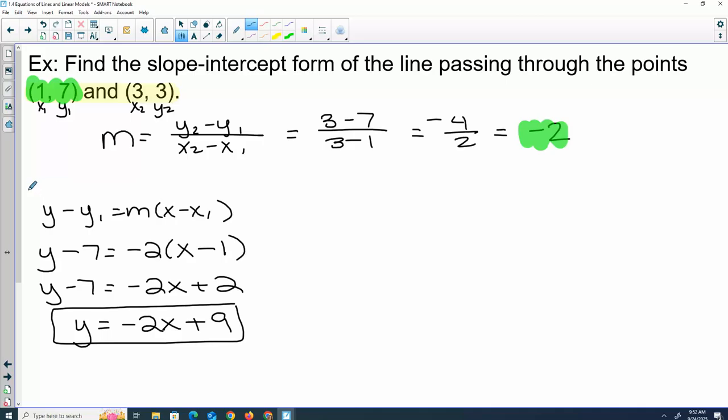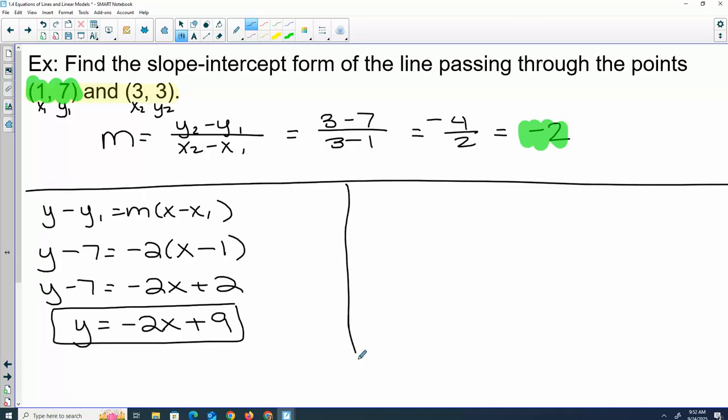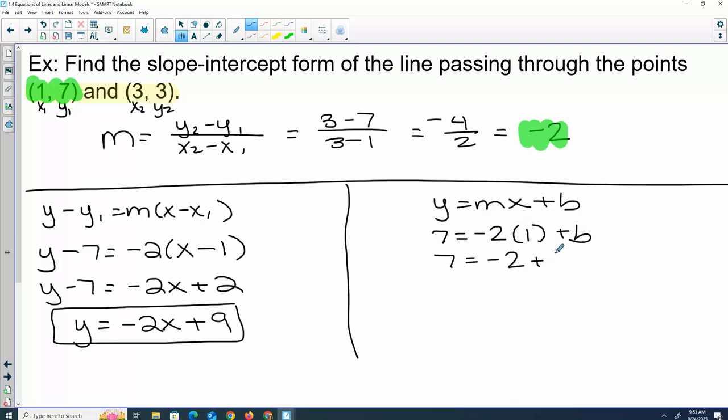The other option, if you don't want to use point slope form, if that's just one more thing to remember, you can use your y equals mx plus b. We need to find m and b. We have m, so you take one of your points and plug it in for the x and the y. So the y is 7, the m is negative 2, x is 1, plus b. Add over my 2, so I know my y-intercept is 9. So then our equation is y equals negative 2x plus 9.